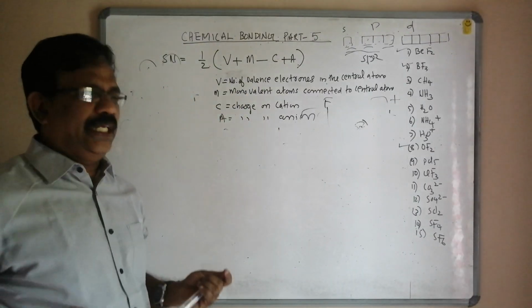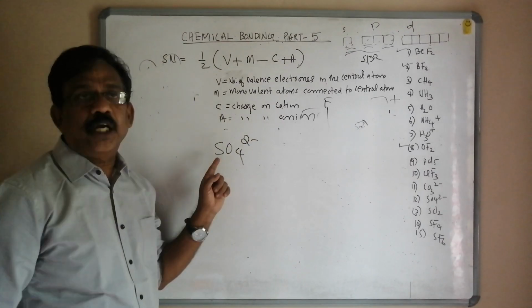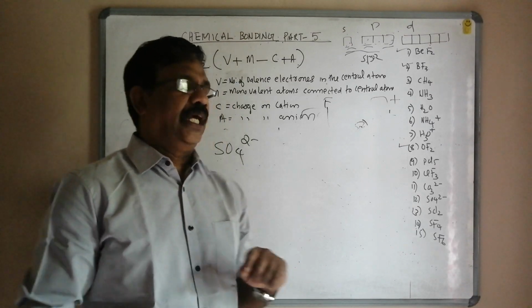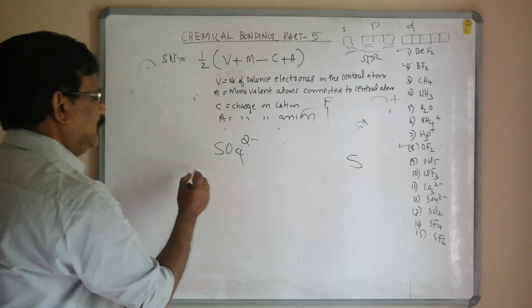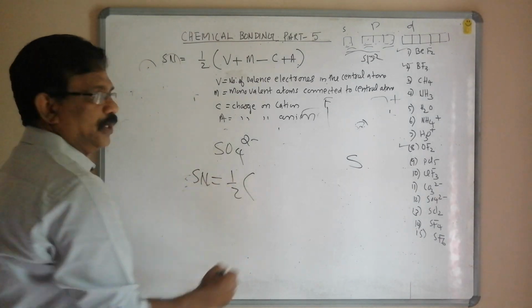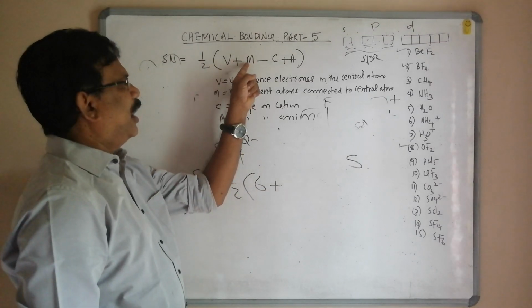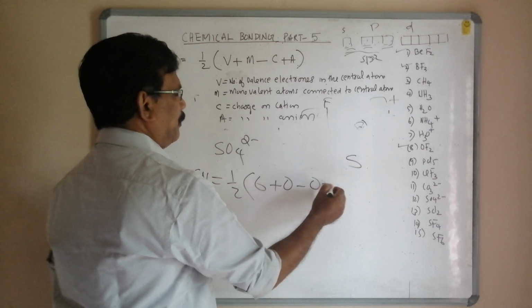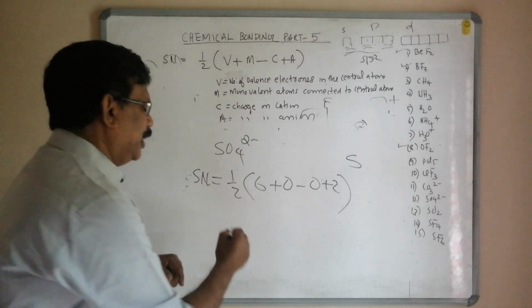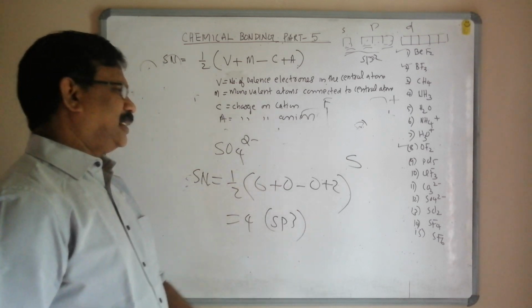Next SO4 2 minus. Central atom sulfur. How many hybrid orbitals are present around the sulfur atom? Steric number is equal to half into: sulfur 16th group, oxygen is bivalent, number of monovalent atoms 0, minus 0 plus 2, is equal to 6 plus 2, 8 by 2 is equal to 4. Hybridization sp3. 4 hybrid orbitals around the sulfur.